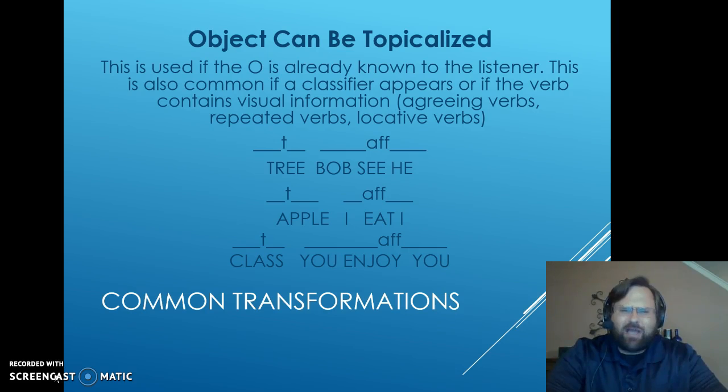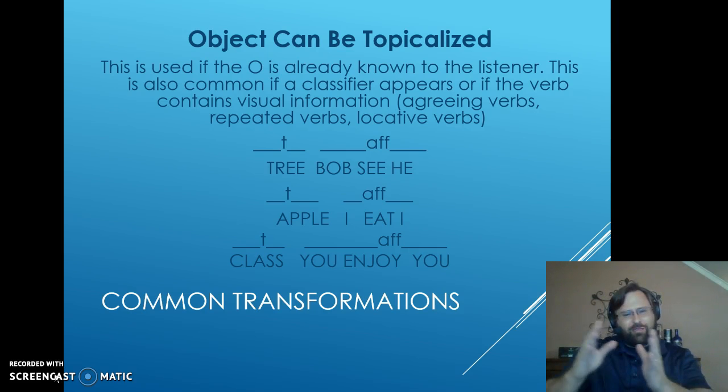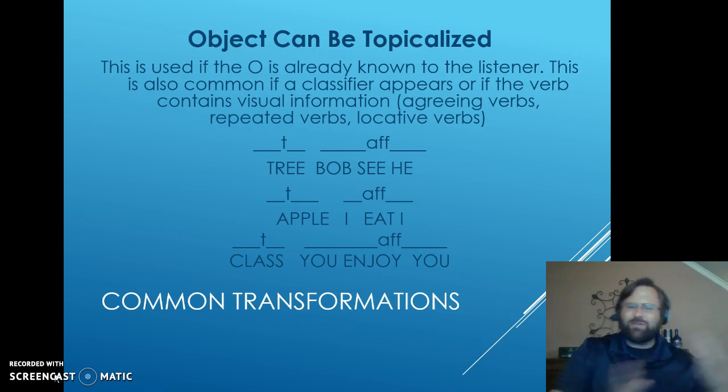This is especially common using a topic for the object if you're going to have a sentence that contains a lot of information at the end of the sentence. Classifiers, agreeing verbs, repetitive verbs, locative verbs, things that are going to show spatial information or show modification for repetition. If you want to put that at the end, then you can make the object the topic. Because remember, in an ASL sentence, you generally start with information that's already known to the listener, and you end with whatever you're trying to emphasize.